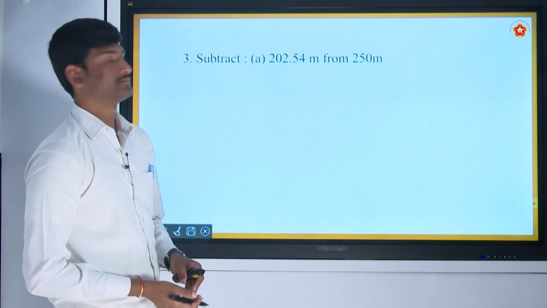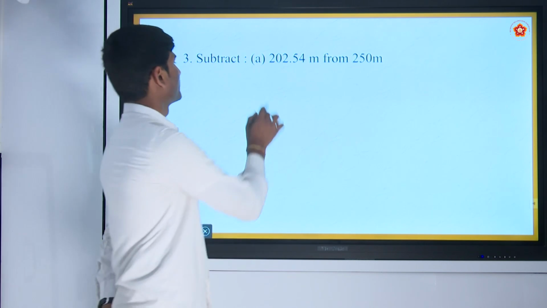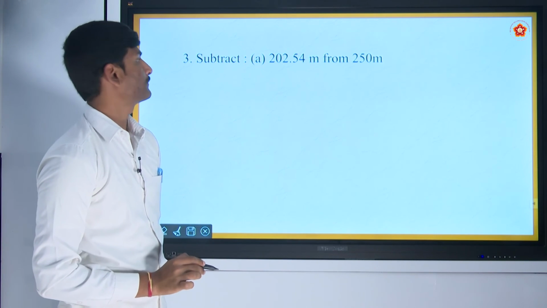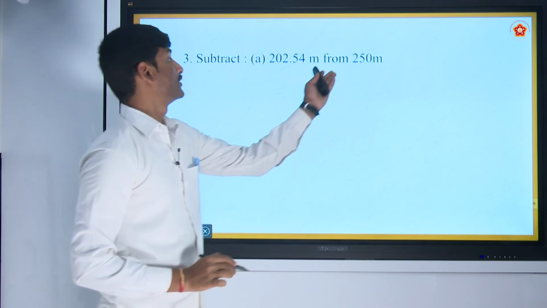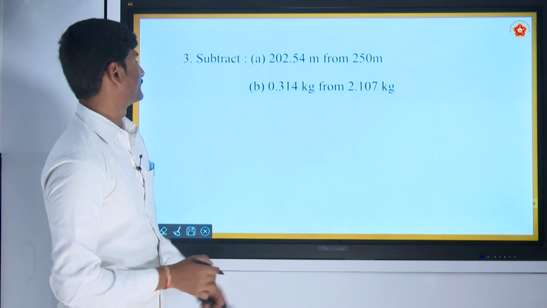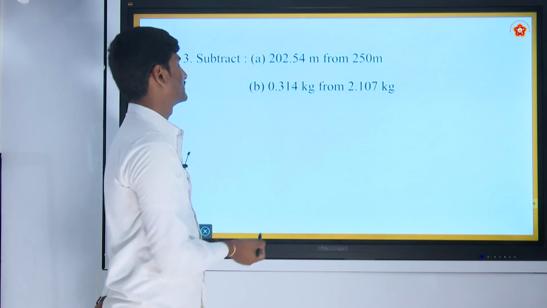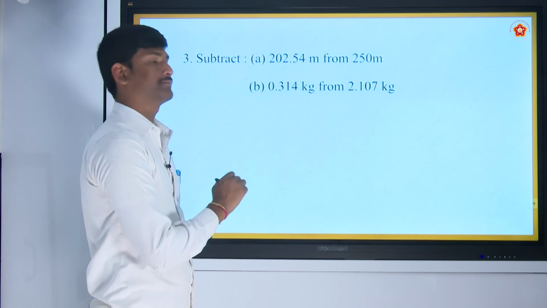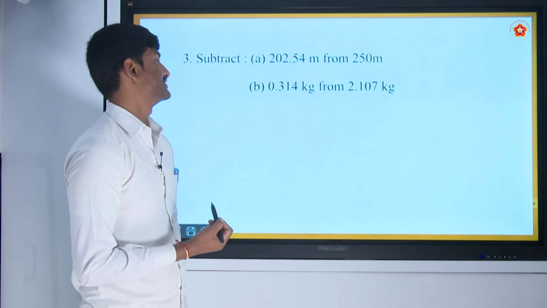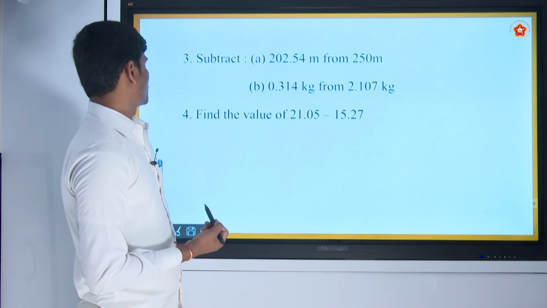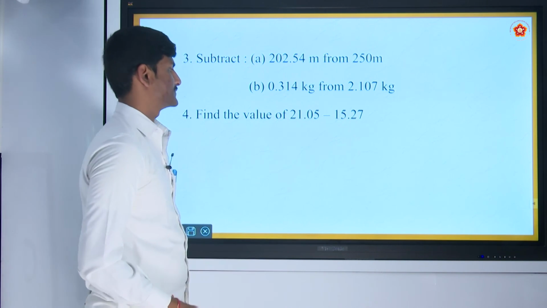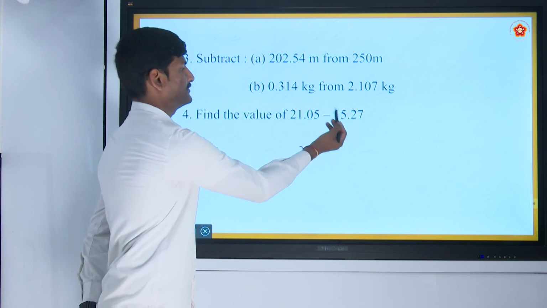Then third question, subtract: A, 202.54 meter from 250 meter. Then B, 0.314 kg from 2.107 kg. Then find the value of 21.05 minus 15.27.